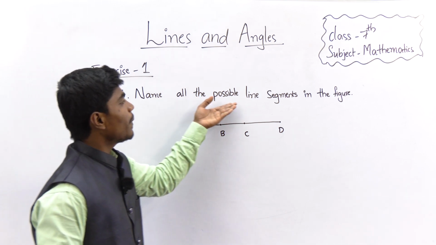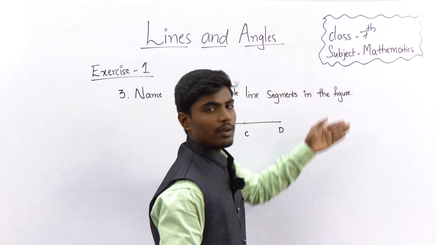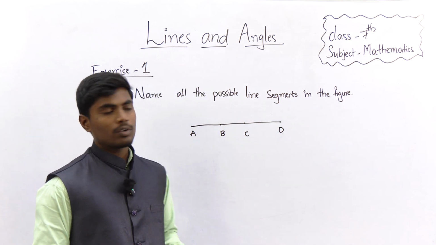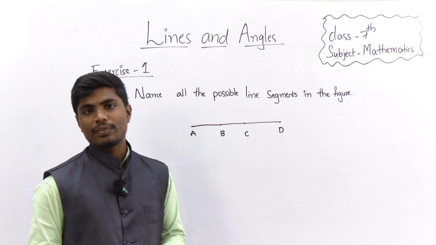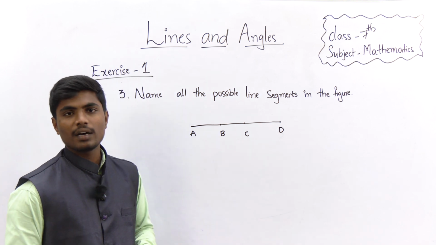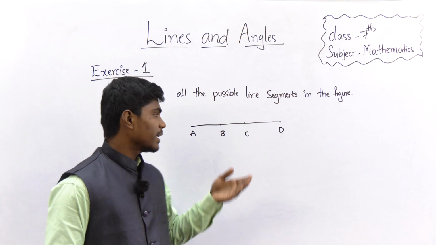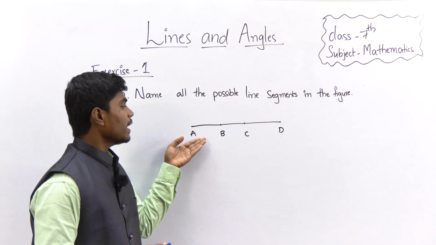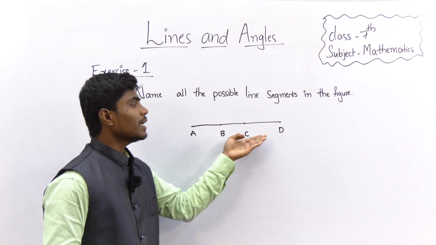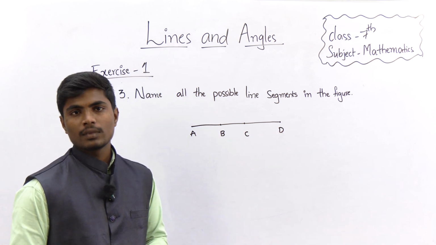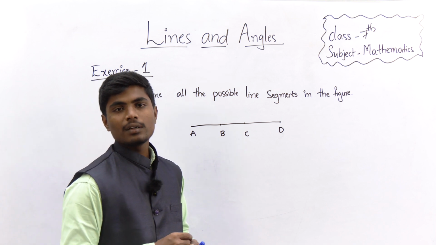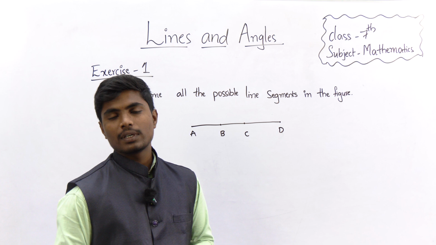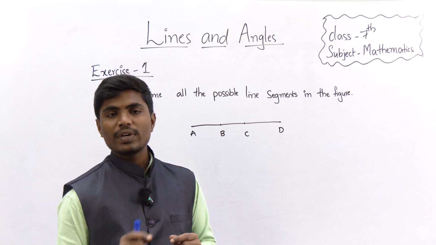Name all the possible line segments in the figure. Here he gave one figure, and we have to write the possible line segments in the figure. How many points do we have here? We have point A, point B, point C and point D. What is a line segment? The line joining two points is known as a line segment. It should have two fixed ends.